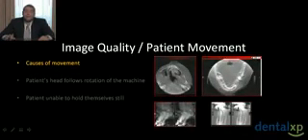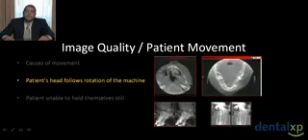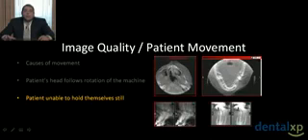Now, image quality is most commonly affected by movement of our patient while the scan is being taken. So what causes that movement, right? Well, most commonly it's the rotation of the patient's head, or actually it's the patient's head following the rotation of the machine causing that movement. So once the scan is being taken, we need to ensure that those images are of accurate quality.